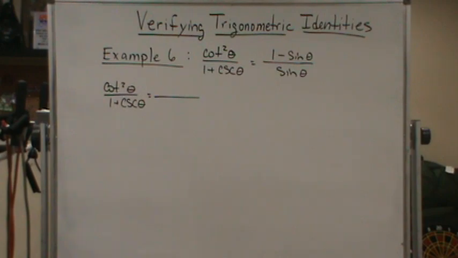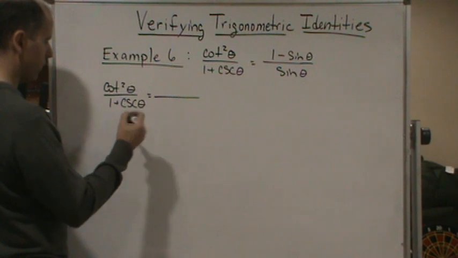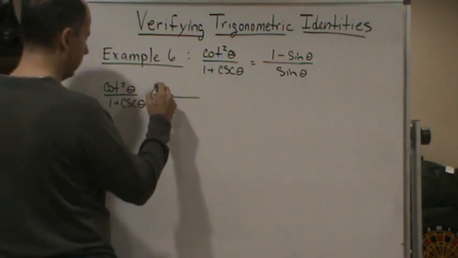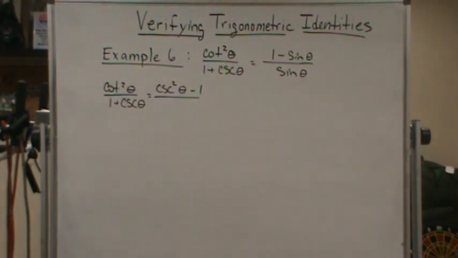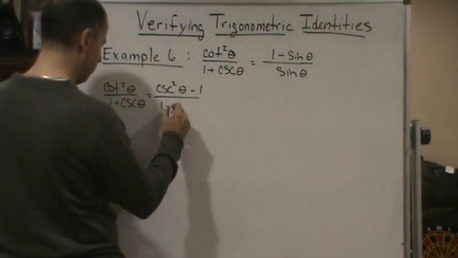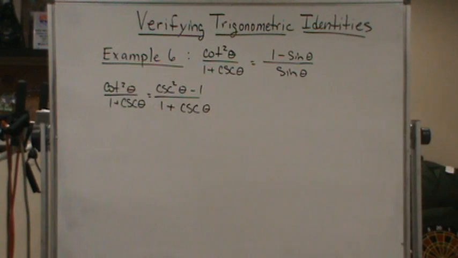Okay, so we would get 1 plus cotangent squared is equal to cosecant squared. So this is going to be cosecant squared theta minus 1. Okay, again, just keeping track of how to get the Pythagorean identities. Okay, and that, of course, this is going to be over 1 plus cosecant theta. Okay, so now we're at this point.